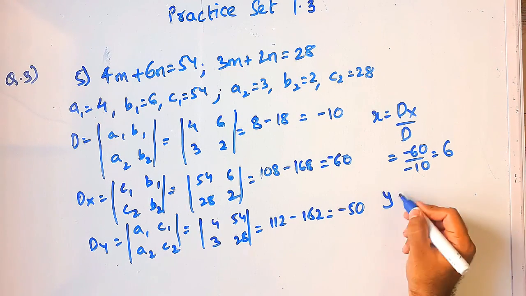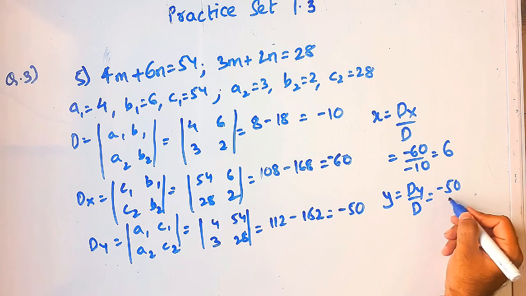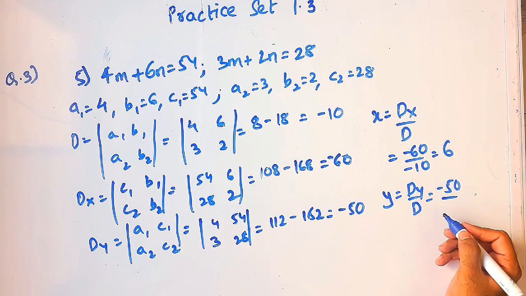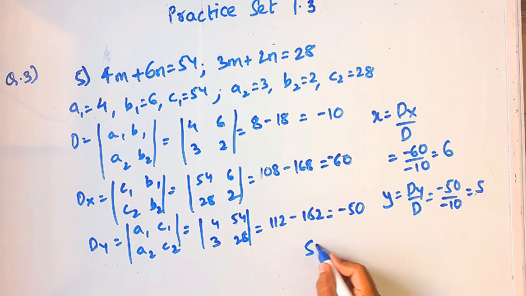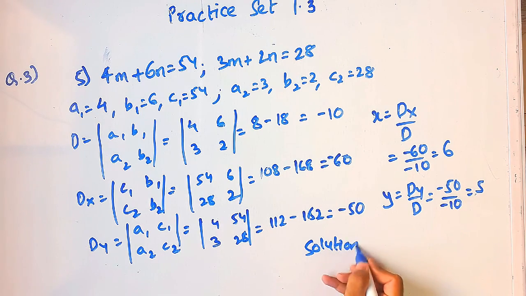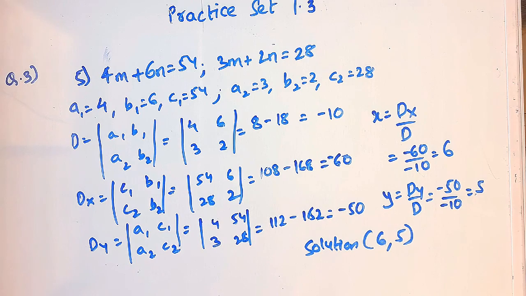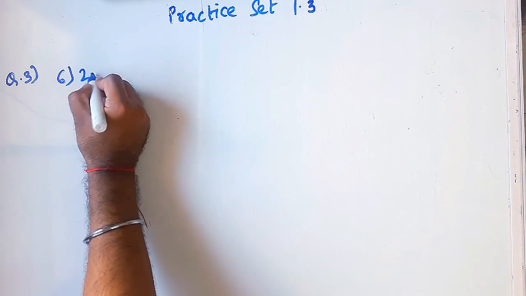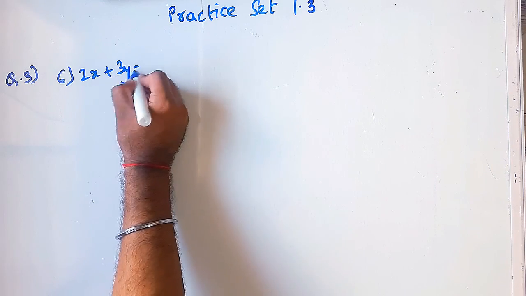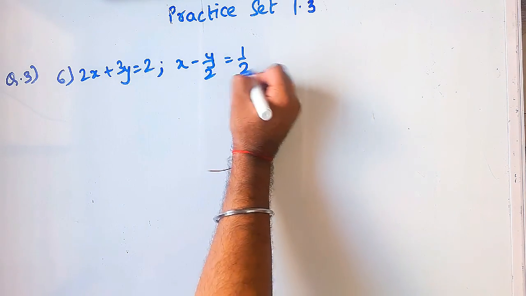And y is equal to Dy by D. What is Dy? Minus 50 upon D is minus 10, so it is 5. So your solution is 6 comma 5. Children, then we move on to sixth one. So your sixth one is 2x plus 3y equals 2, x minus y by 2 equals to half.